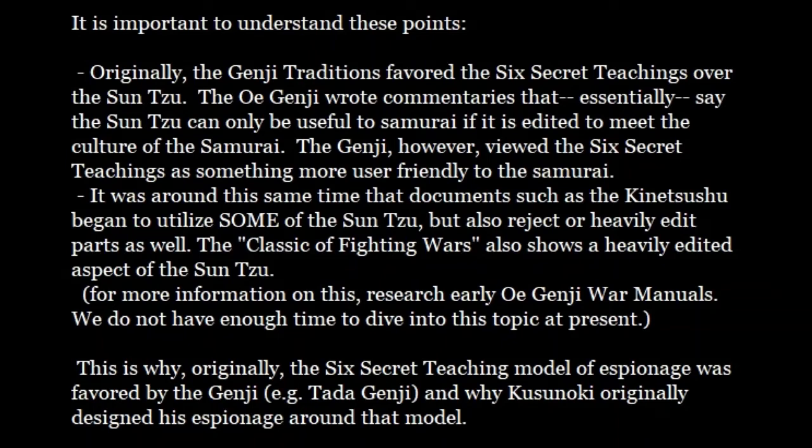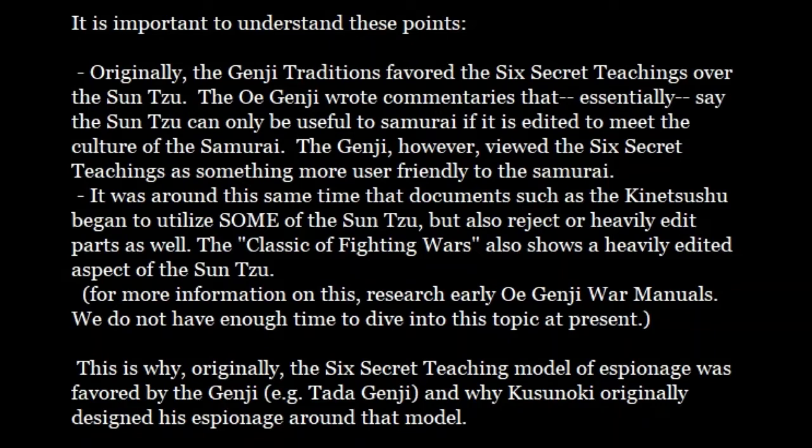Originally, the Genji traditions favored the 6 Secret Teachings over the Sun Tzu. The Oe Genji actually wrote commentaries that essentially say that the Sun Tzu can only be useful to a samurai if it's edited to meet the culture of a samurai. The Genji, however, viewed the 6 Secret Teachings as something more user-friendly to the samurai. So this is why the 6 Secret Teachings initially are the go-to manual.